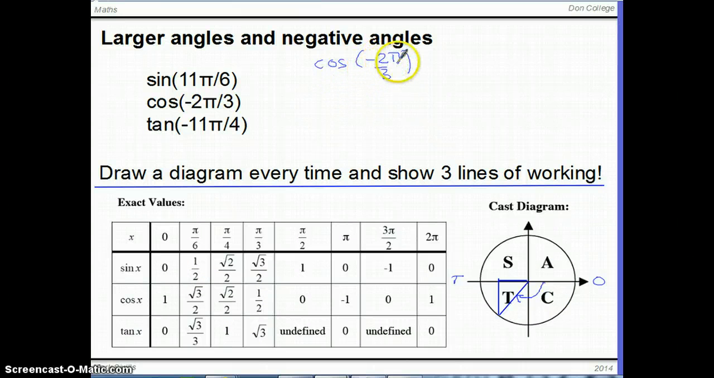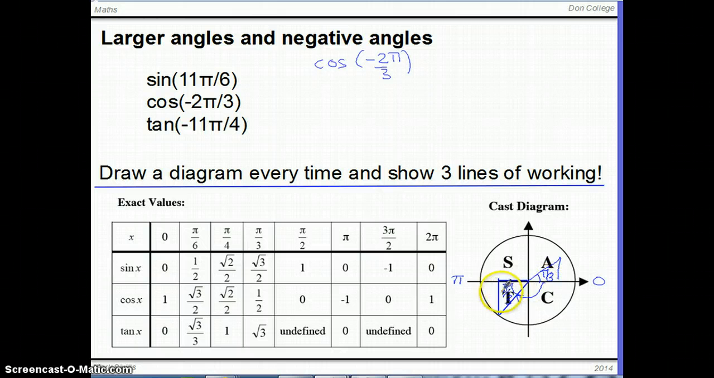Cos of negative 2 over 3 pi would take me from 0 in this direction, 2/3 of the way towards pi, leaving me with a third of pi, or pi on 3, here. The equivalent first quadrant angle is pi on 3.